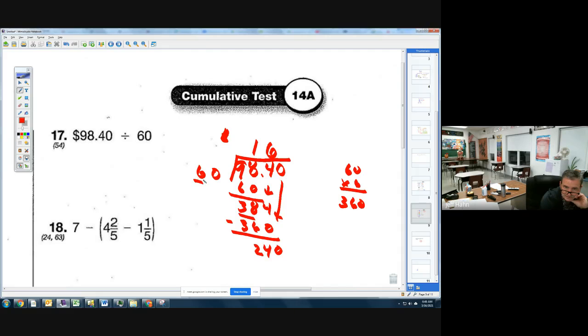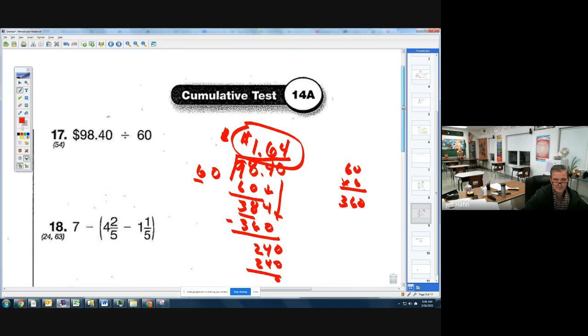And how many times will 6 go into 24? It looks like 4 times. Now please know, that works out nicely and evenly. Please know that it is not $164. I have to bring my decimal up. It's $1.64. Be careful with that, $1.64.